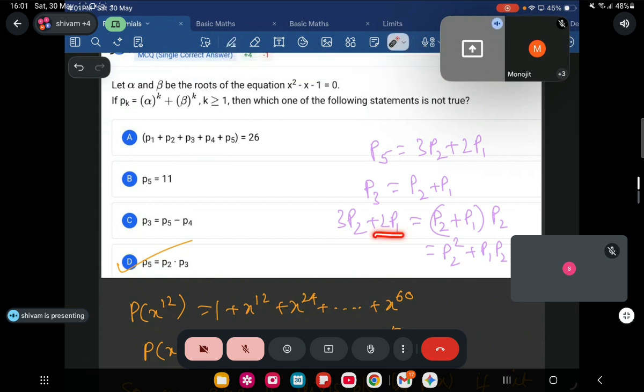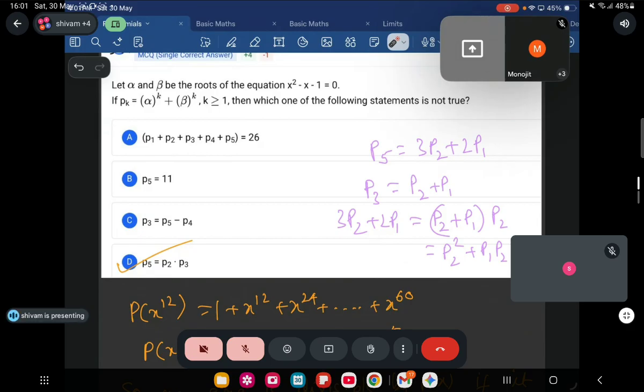It can happen that 2P1 is equal to P2 square. Can that happen or not? Tell me. So how can you match the coefficients unless you have found out any value? Over here, P1 and P2 are not variables. P1 and P2 are constants.